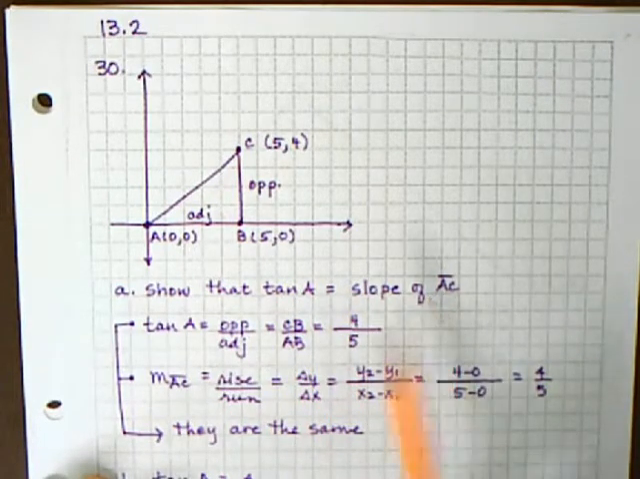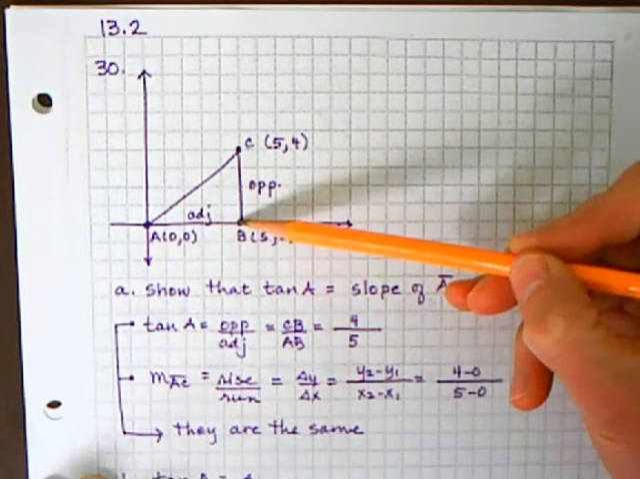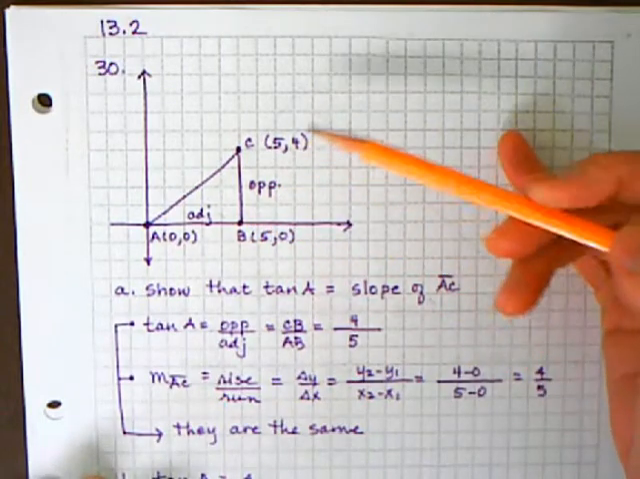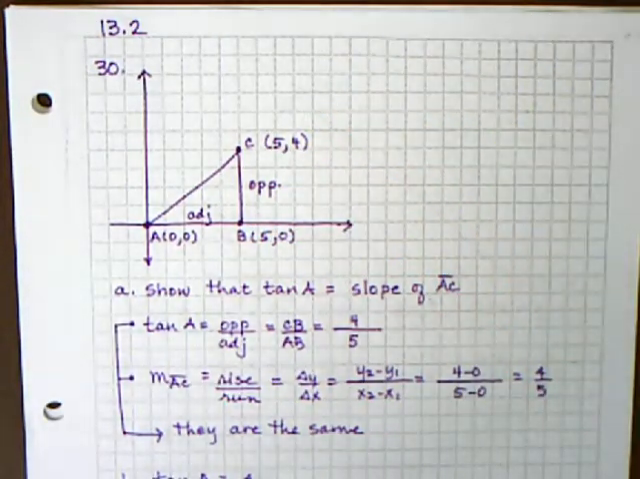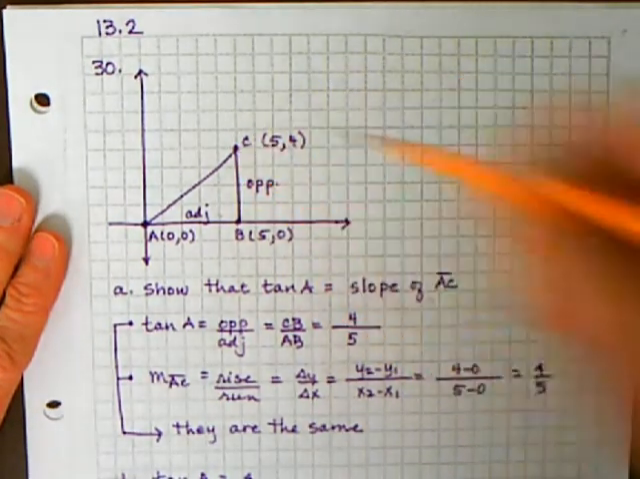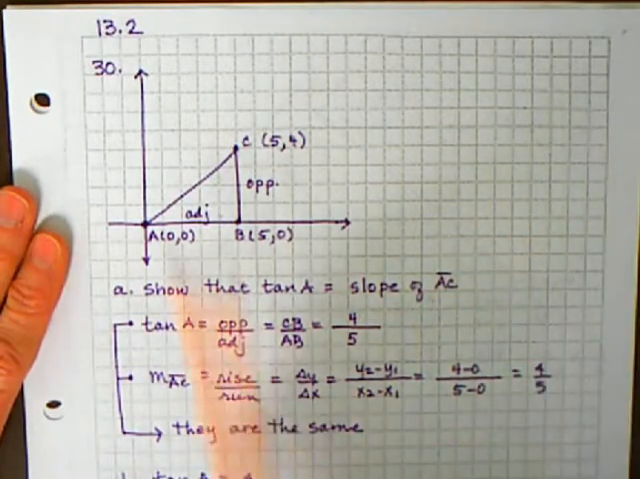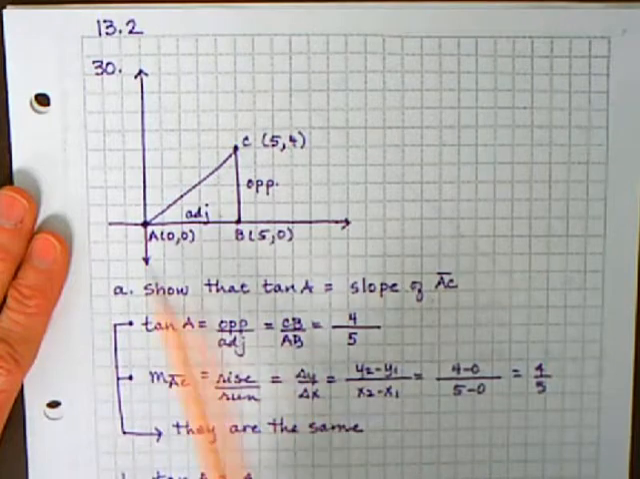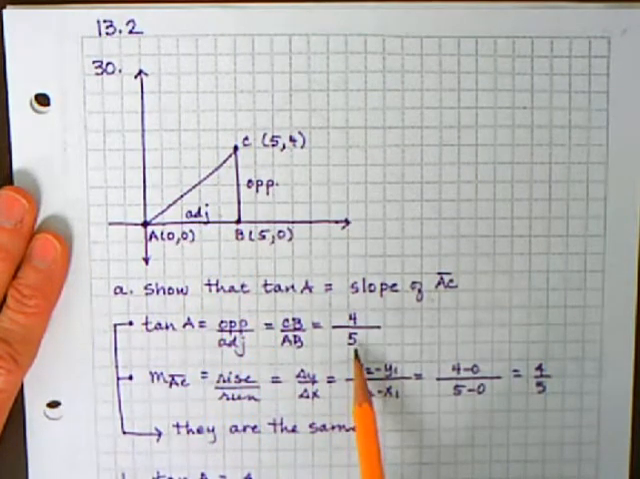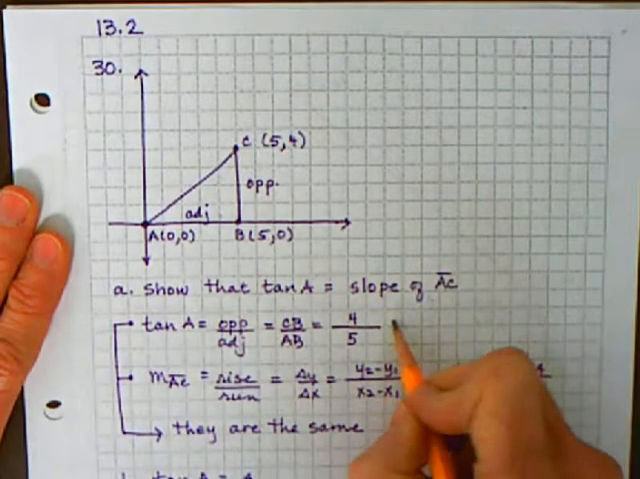All right, so we know that the tangent of A is equal to the opposite over adjacent. Remember SOHCAHTOA? The opposite side length is the length of CB. And since this is a vertical line, you can just count 1, 2, 3, 4. So the length of CB is 4 units long, and the length of AB, which is the adjacent side, 1, 2, 3, 4, 5. So that's 5 units long. So the tangent of A is equal to 4/5, which is equal to 0.8.